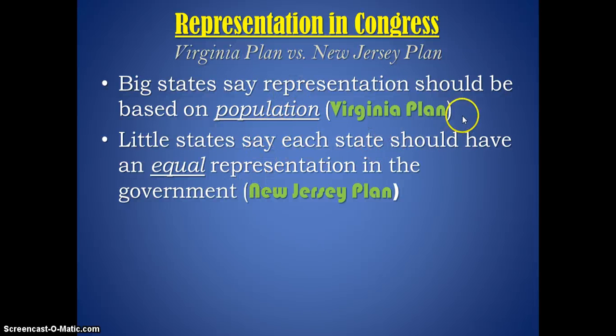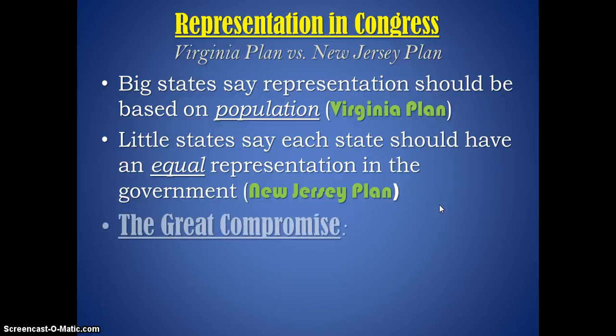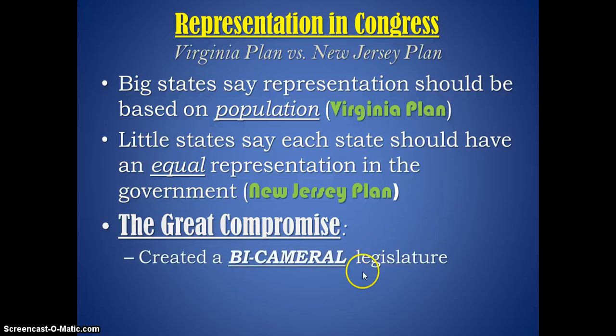And what they do is compromise. And what's that compromise? They meet in the middle. And that middle meeting is called the Great Compromise. Ben Franklin contributed to this, and it's really a stroke of genius. What's created in the legislature, or the law-making body, or Congress, is called a bicameral legislature.